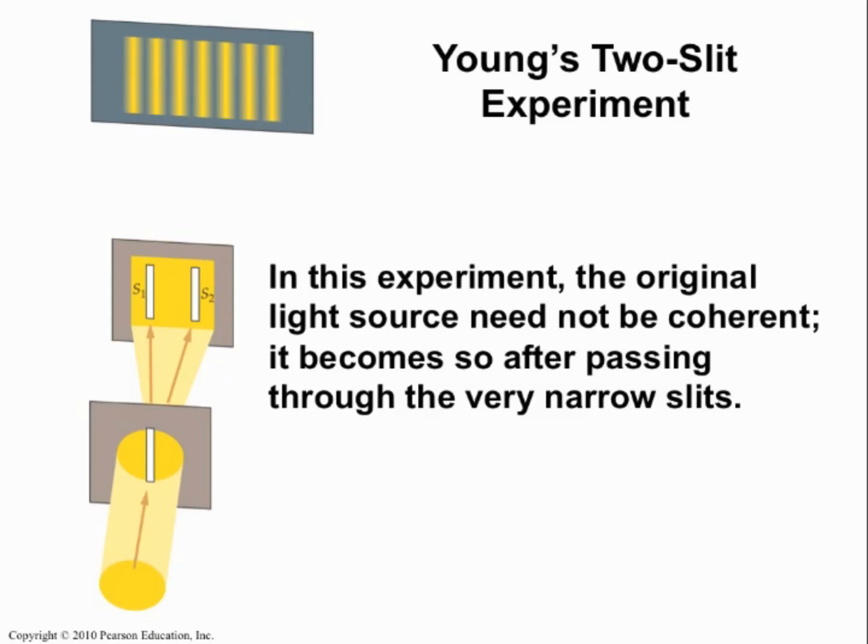Well, in the days of Young, there were no lasers, and so there was no easy way to get coherent light. You could get monochromatic light by passing it through a filter, a colored filter, but it was very difficult to get coherent light. Now, what Young did was ingenious. He passed a light source through a single slit, a very narrow single slit, which basically allowed only light beams that were in phase with each other to pass through.